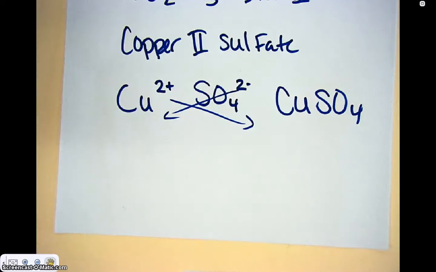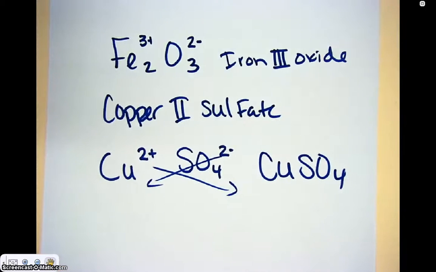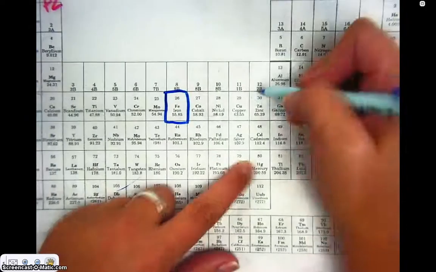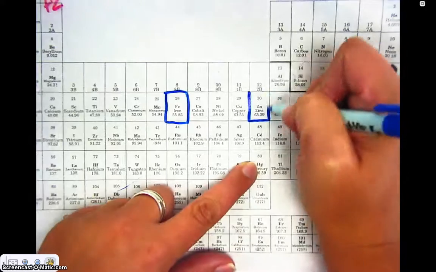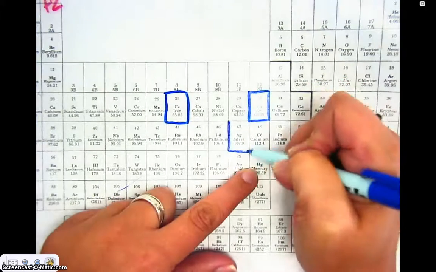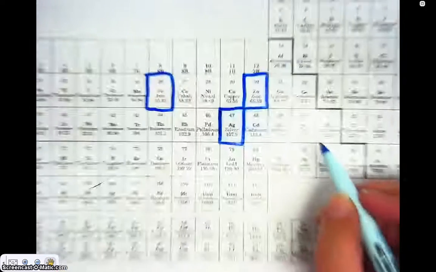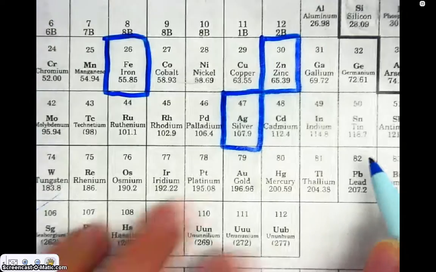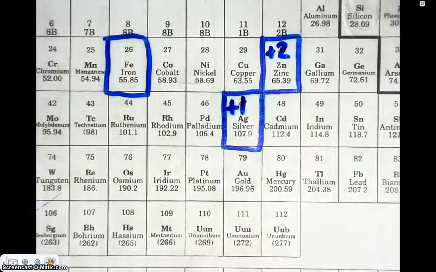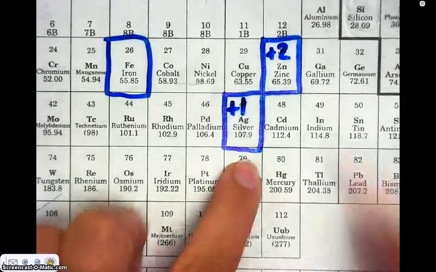Okay? Now, the only exceptions to the Roman numeral rule are zinc and silver. Zinc and silver will always have the same charge when they become an ion. One of them is a +1 and the other is a +2. Silver, let me just zoom in here so you can see them a little bit closer. Silver is a +1 and zinc is always a +2. So you won't see Roman numerals when we have either silver or zinc.